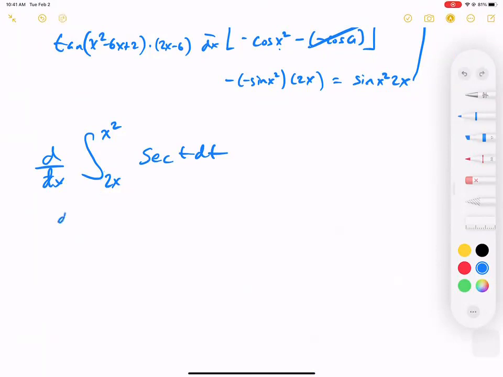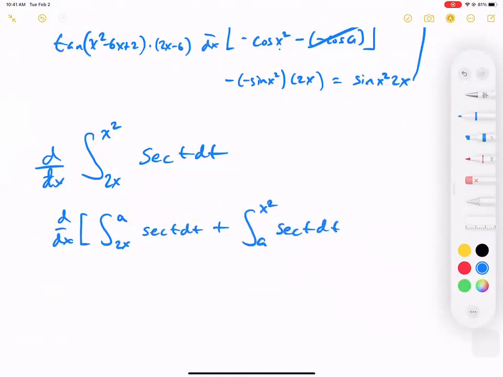When I split it, we end up with d over dx of the integral from 2x to a of secant t dt, and then we're going to add this to the integral from a to x squared of secant t dt. Why? We're connecting from a to x squared, but with some value in between. So a is someplace between 2x and x squared. Because we want this constant. The fundamental theorem of calculus says, hey, have a constant, I'll save you some time.